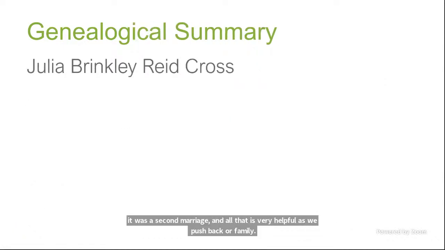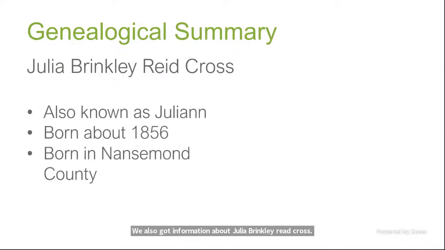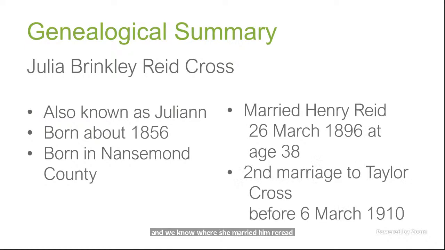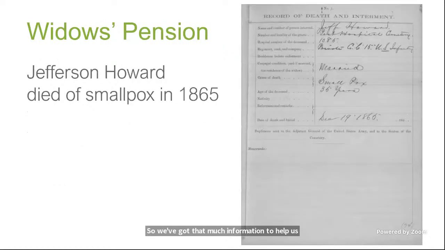We also got information about Julia Brinkley Reid Cross. She's also known as Julia Ann. She was born about 1856, and we know where. She married Henry Reid in 1896, and her second marriage was to Taylor Cross. Now, we don't know exactly when from the documents in this file, but we know it was before the 6th of March, 1910, when he made that narrative statement of testimony. So we've got that much information to help us.